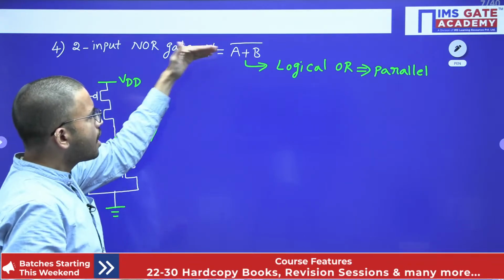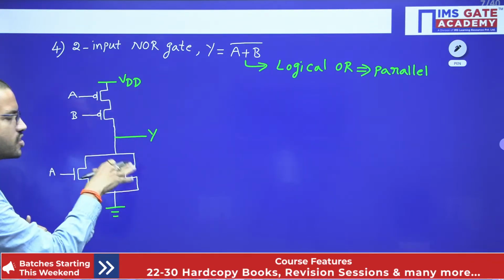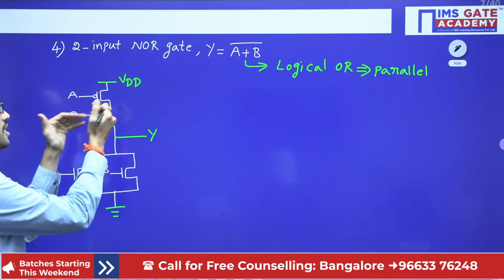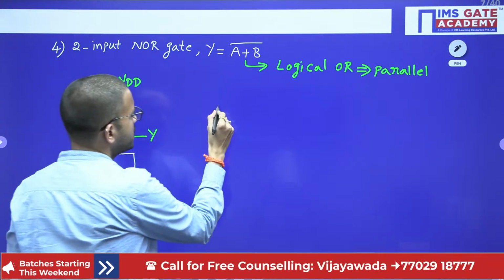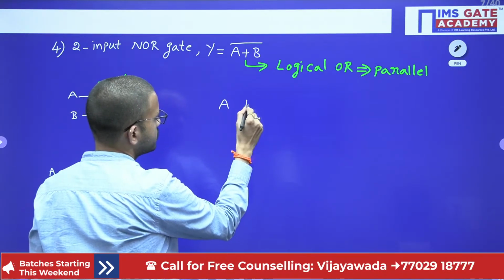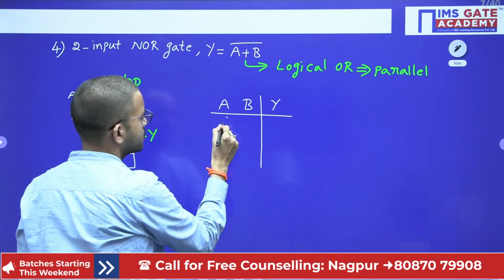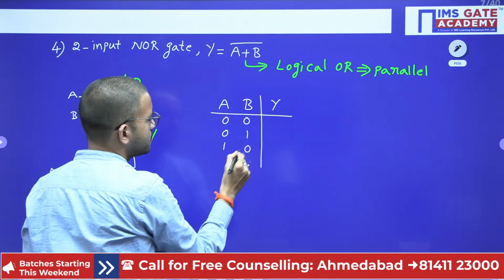That is the reason always draw the circuit diagram between the output and ground with the help of NMOS transistors. Once you are able to draw the circuit diagram there, you can easily draw the circuit diagram for the PMOS logic. That's all. So just make the tabular form. 00, 01, 10, 11.